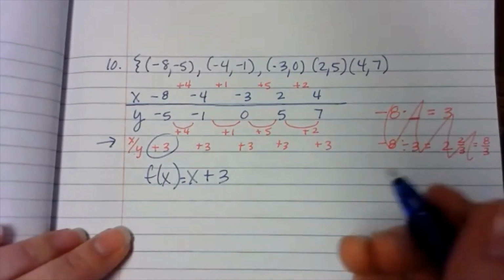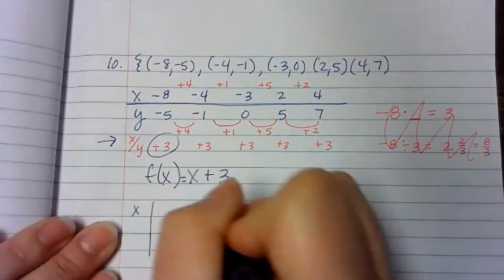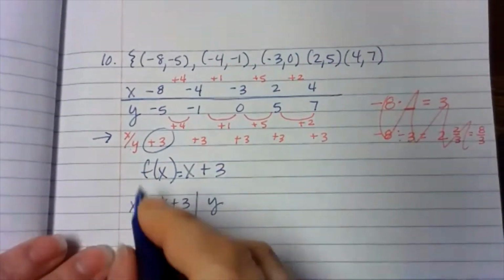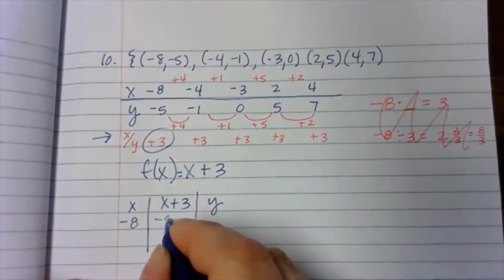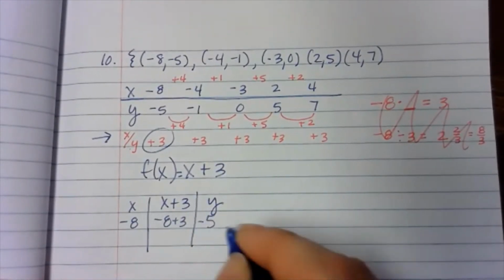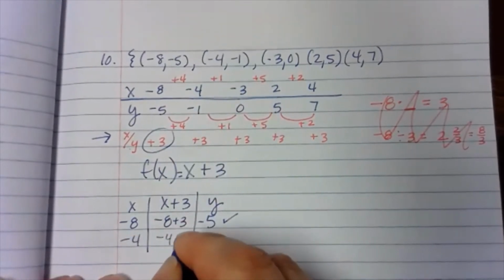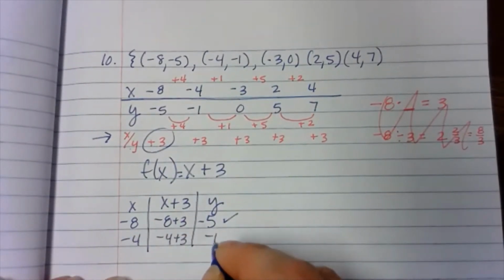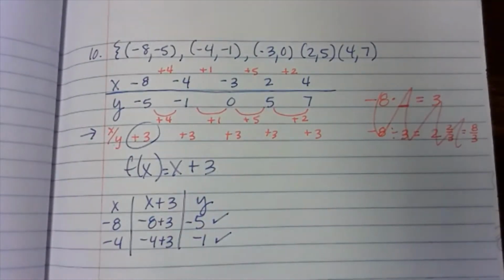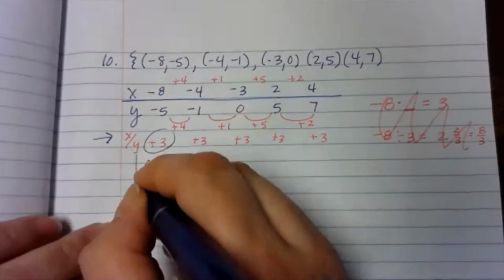And real quick, though, we do want to just make sure if we put x in, you check it and make sure your y comes out correctly. So if I have -8 plus 3, do I get a -5? Yes, I do. If I put in a -4 and I add a 3, I get a -1, and that is correct. So just make sure that pattern works. Honestly, she's probably going to want to see it for all of them, but this is your answer.